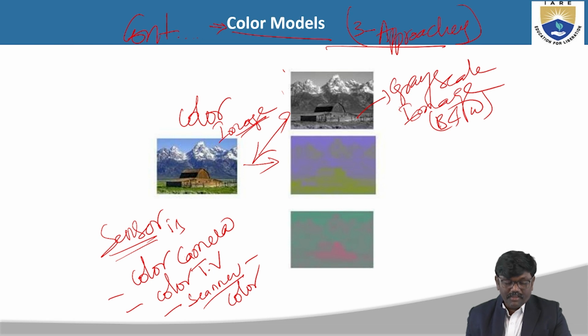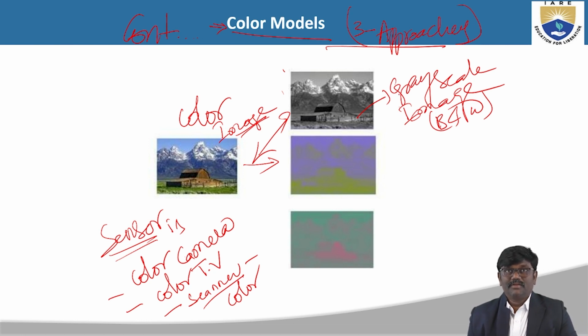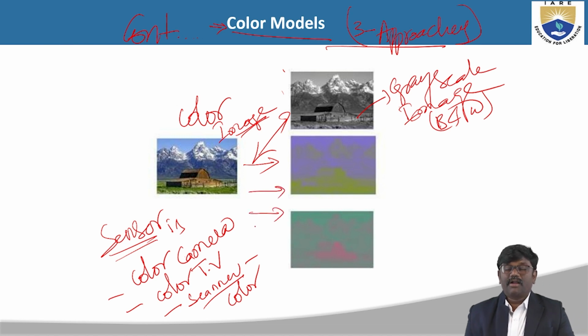Okay, so your sensor will be your color image, your color camera or color TV, scanner will be a color obviously. So based on that, you wanted to convert. But previously the technology was not this user friendly. Now we are using such a color models approach in terms of pseudo color image processing, which converts your black and white image into color. There we apply the process according to your required application.